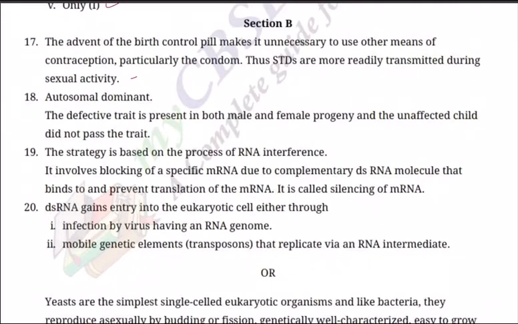Question 18. In the following pedigree chart, state if the trait is autosomal dominant, autosomal recessive, or sex-linked inheritance. Give reason. So there is a pedigree chart. Three generations are given, and some are square blacks, some are round blacks. In the square ones, some are dotted, some are open. Similarly, in the round ones also, some are dotted, some are open.